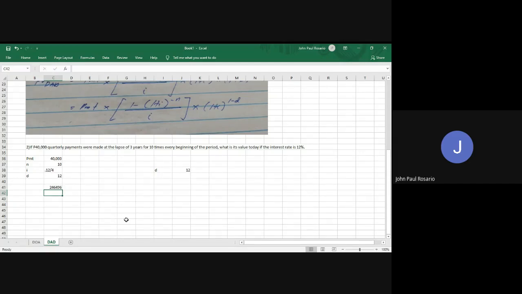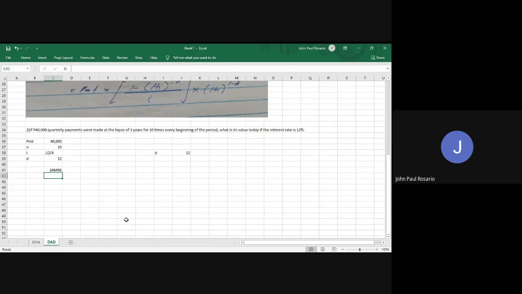Okay, sige. So with that, we will skip the derivation of the formula for payment, n and i, and we will end there. Is that okay? Okay, sir. Okay, sige.